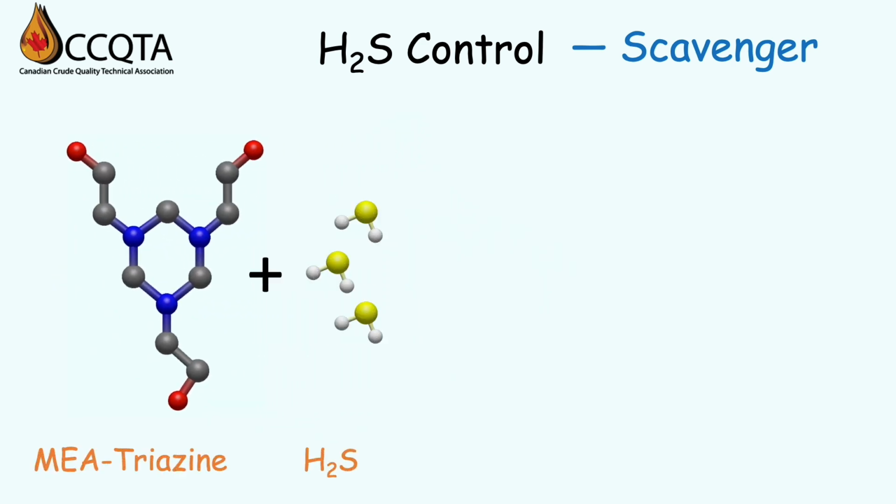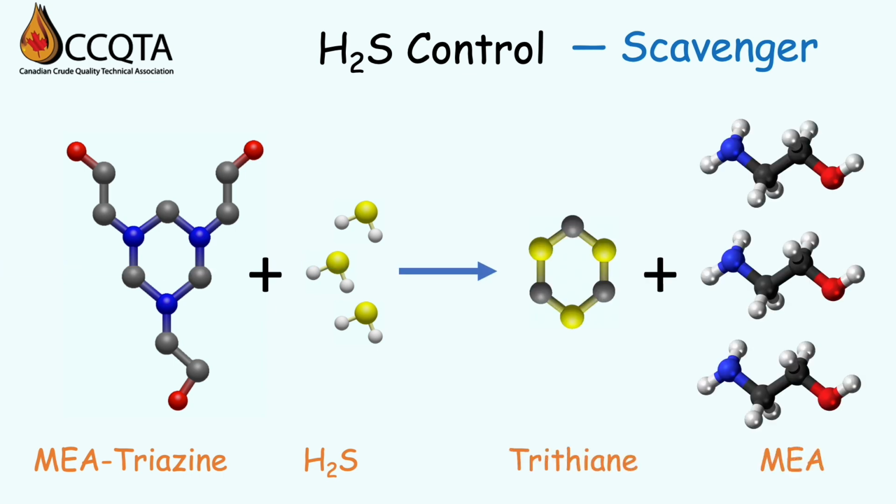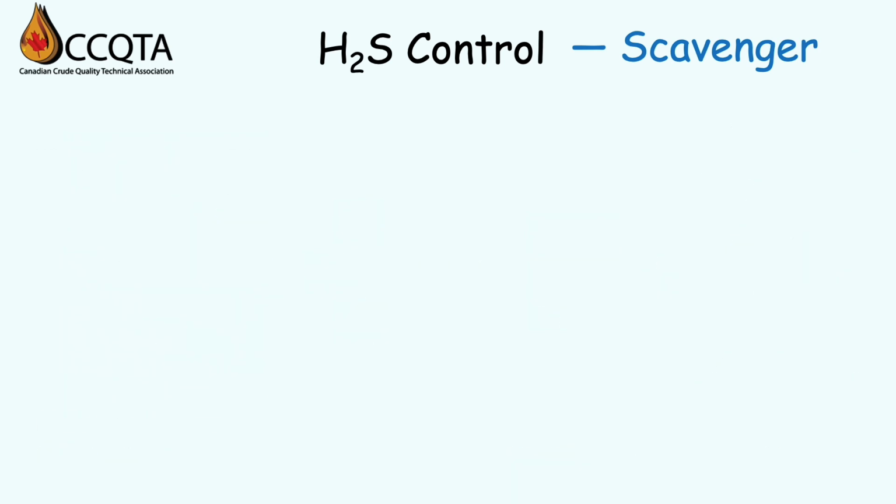One MEA triazine molecule reacts with 3 H2S molecules to form one trithiane molecule and 3 MEA molecules, so the H2S is gone and is no longer a risk. The downside of this is that while the user did not put MEA into the crude directly, the reaction generated MEA anyways. This newly formed MEA is now on its way to the refinery.